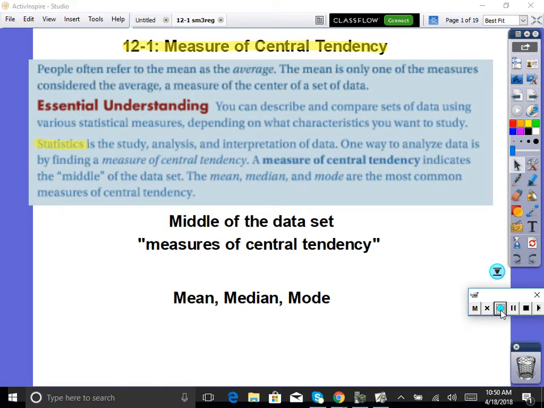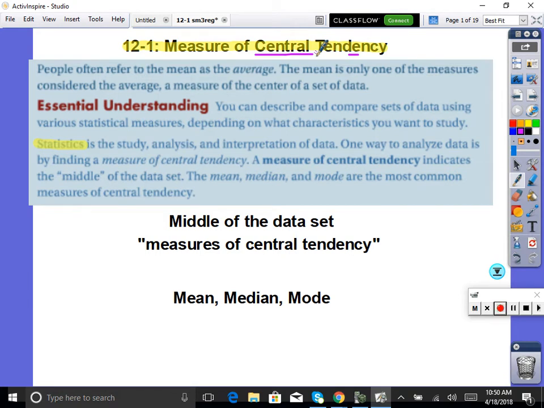Okay, so the first thing we're going to talk about is 12-1, which first talks about measures of central tendency. I always have students say to me, what are measures of central tendency? Think about it. It's what things tend to be in the center. Does everybody see? So there are different ways of looking at the center of your data.